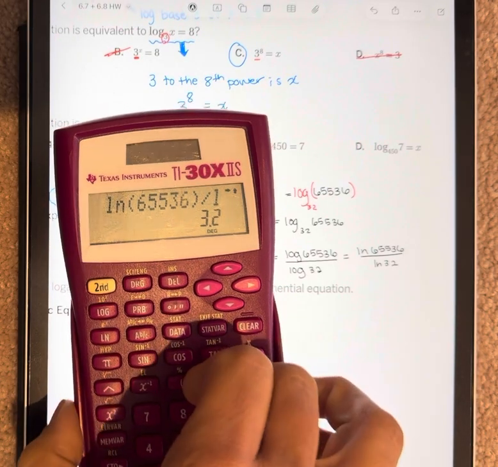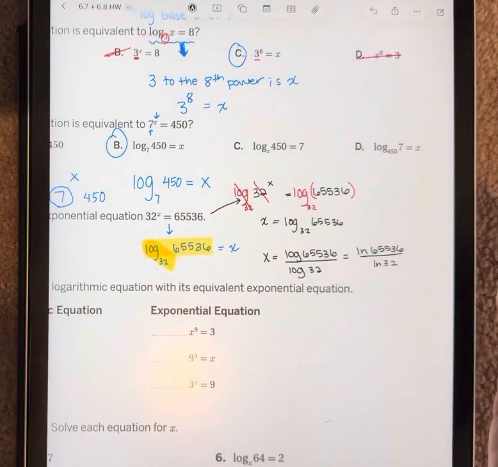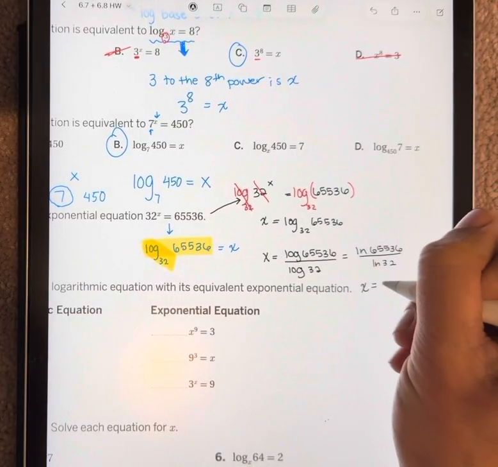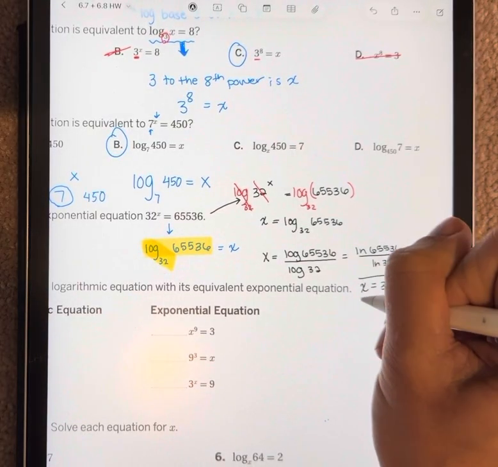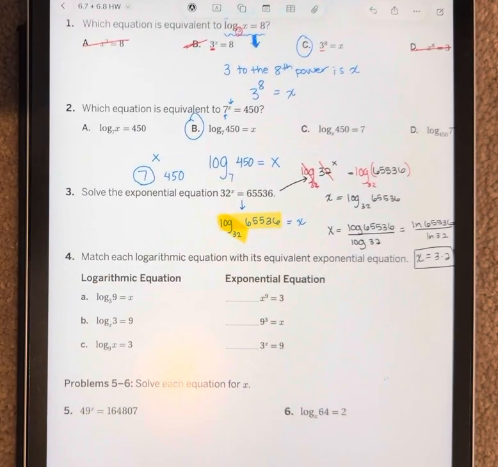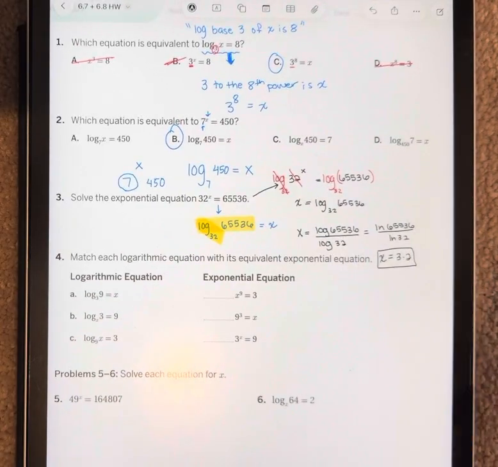It's 3.2. Ooh, good thing we didn't guess and check. That would have taken forever. X equals 3.2. Final answer. This was the change of base formula.